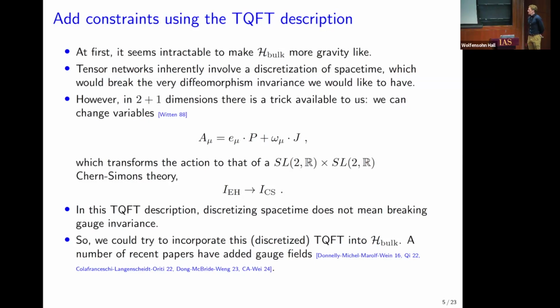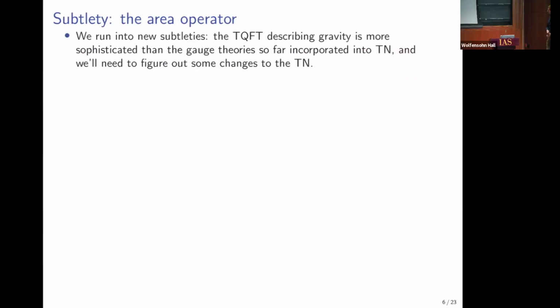So one plan of attack is we could try to incorporate this discretized TQFT into H bulk. And this seems relatively straightforward to do if you're familiar with the tensor network literature, because a number of recent papers have done this. They've taken these traditional tensor networks I described and explained how you might add gauge fields into these tensor networks, including some work that I've done. However, we run into new subtleties.